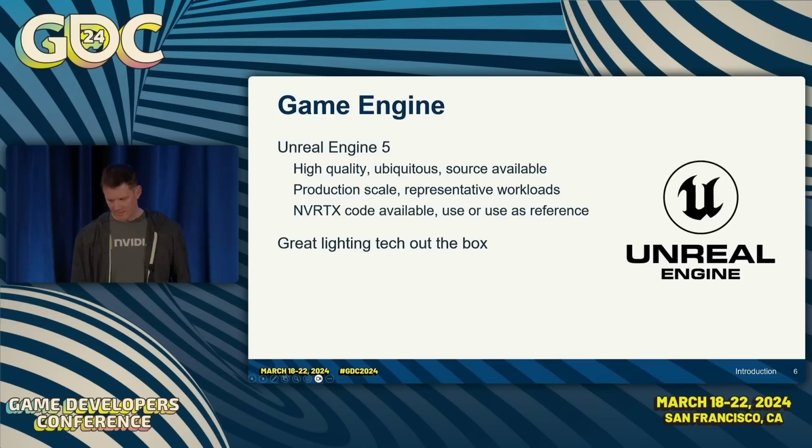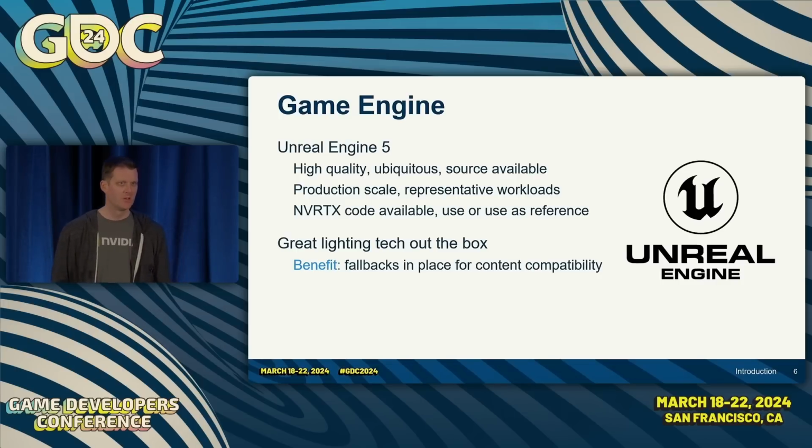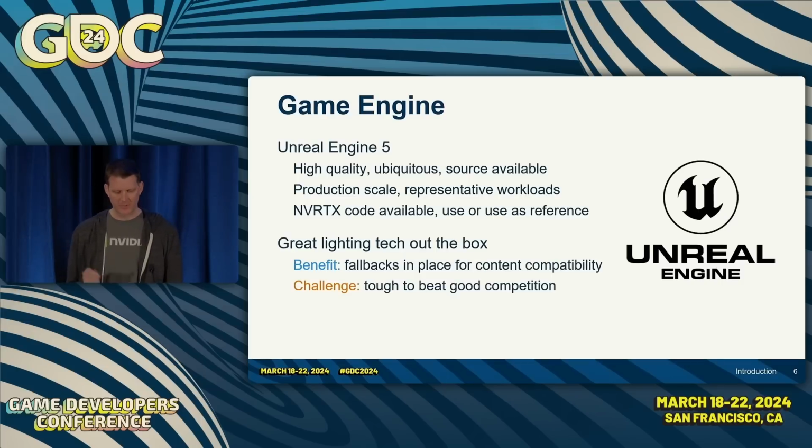All right. Additionally, Unreal 5 has great lighting tech right out of the box. And this is great in general. It has both awesome benefits and some challenges. The benefit is that you have fallbacks in place already, really nice fallbacks in place for content that may not be compatible with any new rendering tech that you put in, or workflows that might not be compatible. But the challenge is that good competition is tough to beat. And we really like this challenge, and we hope that we can show you some cool stuff today.